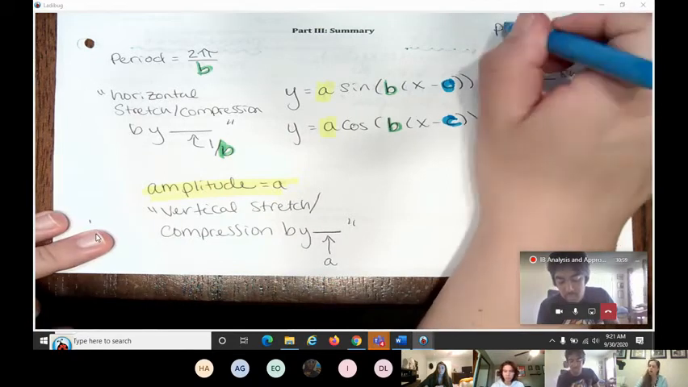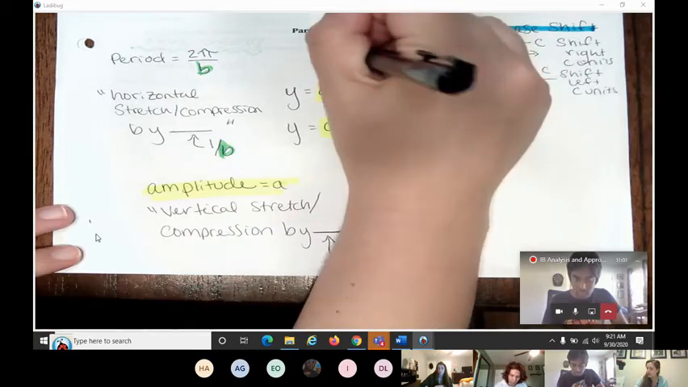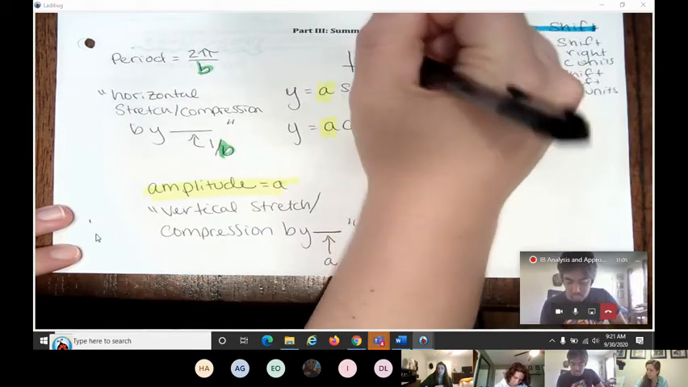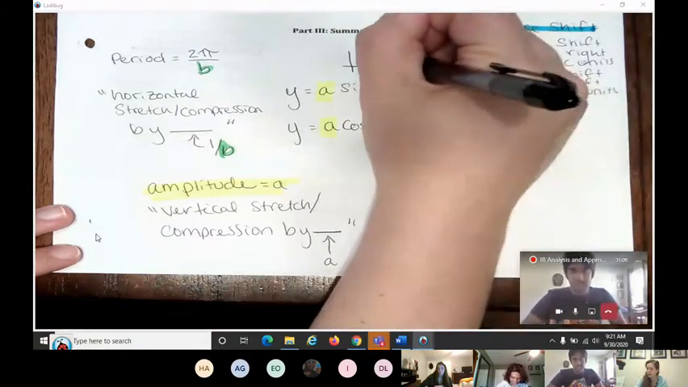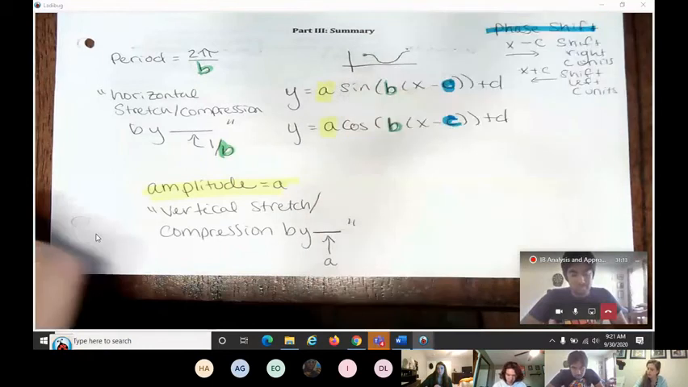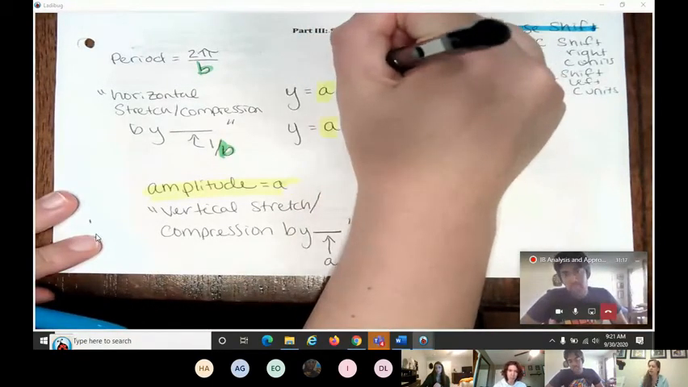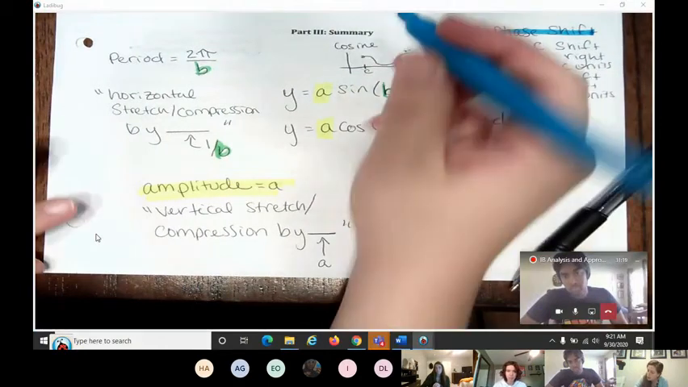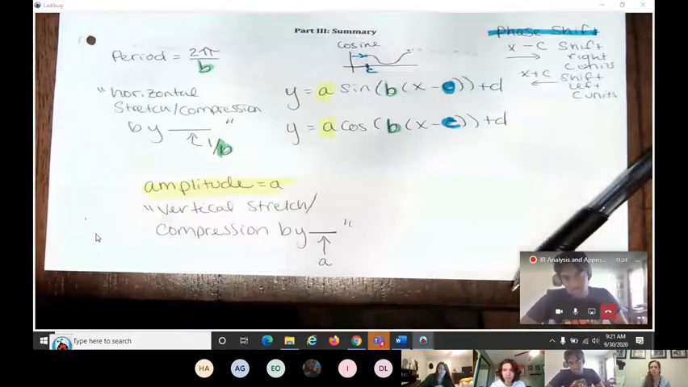And I kind of want to draw what this looks like. On a cosine function, you start at a max or a min. So maybe we have something like this. This is cosine. This value right here is how far we shifted to the right. That's our c value. So that shows us how much our phase shift happened.